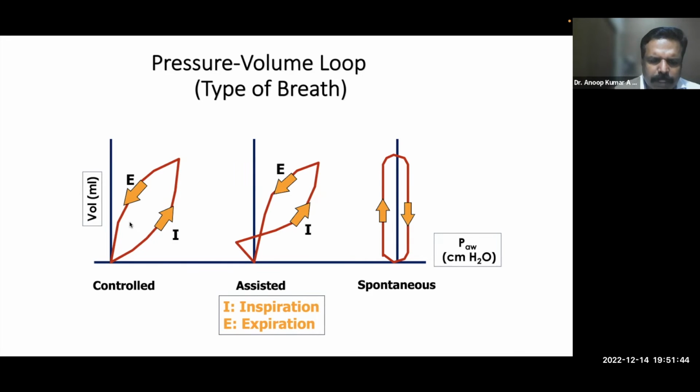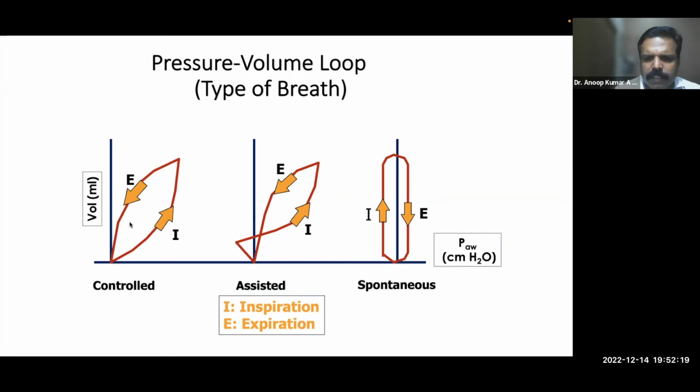So here in spontaneous breath, you should always see the difference. The first part of this limb, that is the inspiratory part, then there is an expiratory part. Both in controlled and the assisted breath, you can see that there is an inspiratory limb and an expiratory limb. But look at the spontaneous breath. There is an inspiratory limb which is a negative pressure, and an expiratory limb which is positive. So it is completely opposite of the assisted breath or the controlled breath. This is the main difference in the PV loop between the mechanical breath and the spontaneous breath.